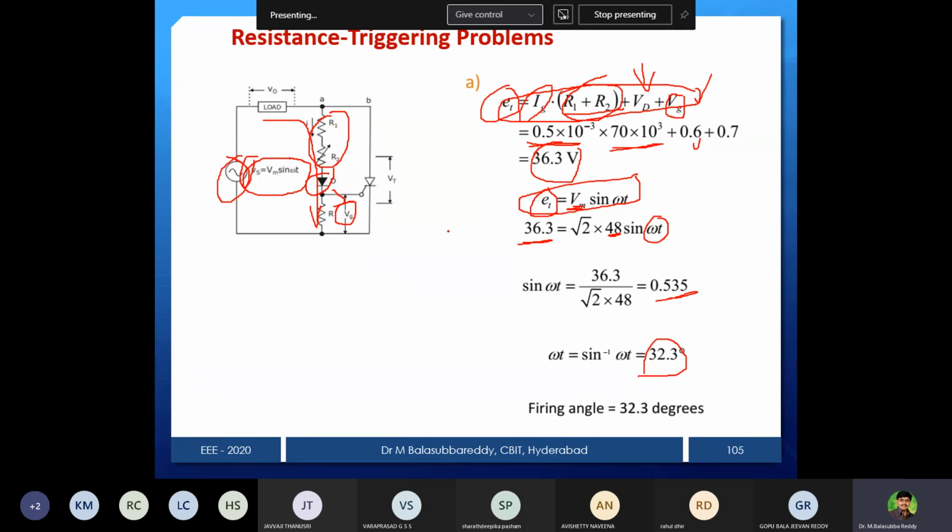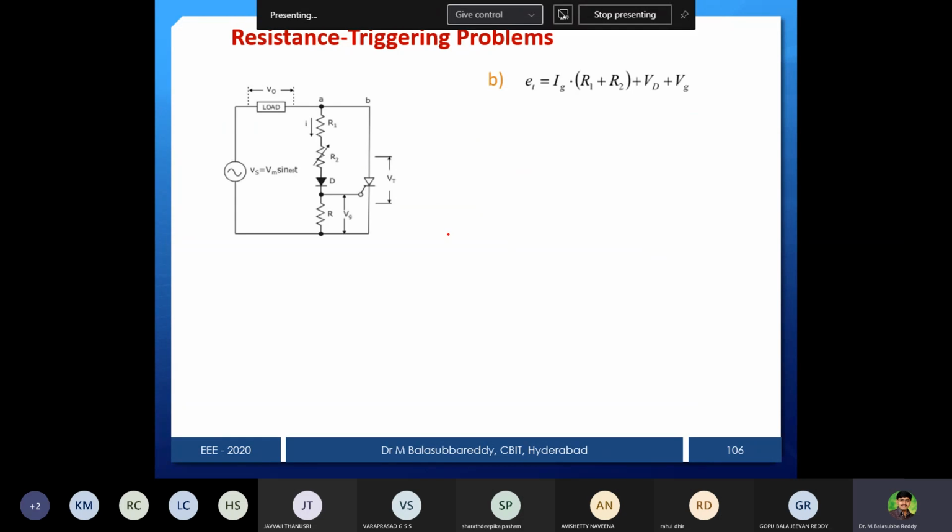So in that, you just calculate the next bit, the B bit. You can see the same formula is used. So this point is Vm sin omega t. This is equal to Vm sin omega t. So Vm is what? Root 2 into Vs.